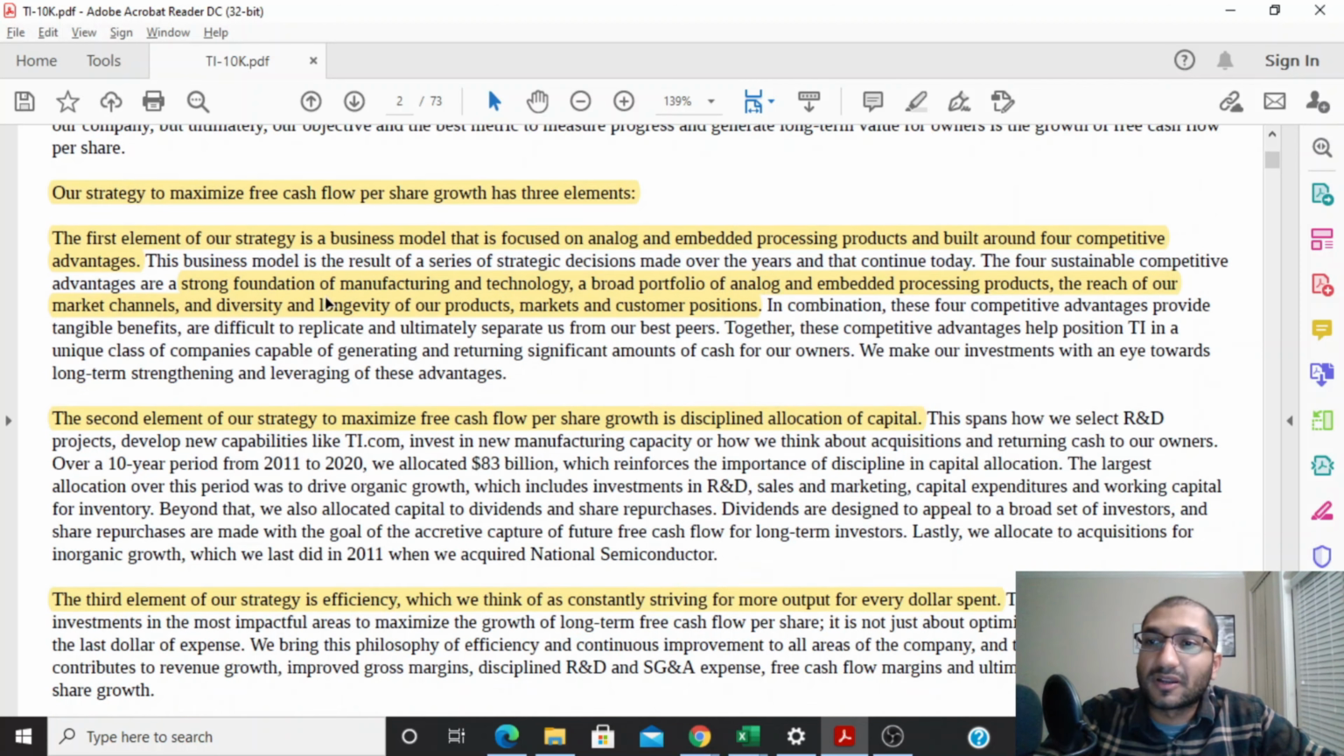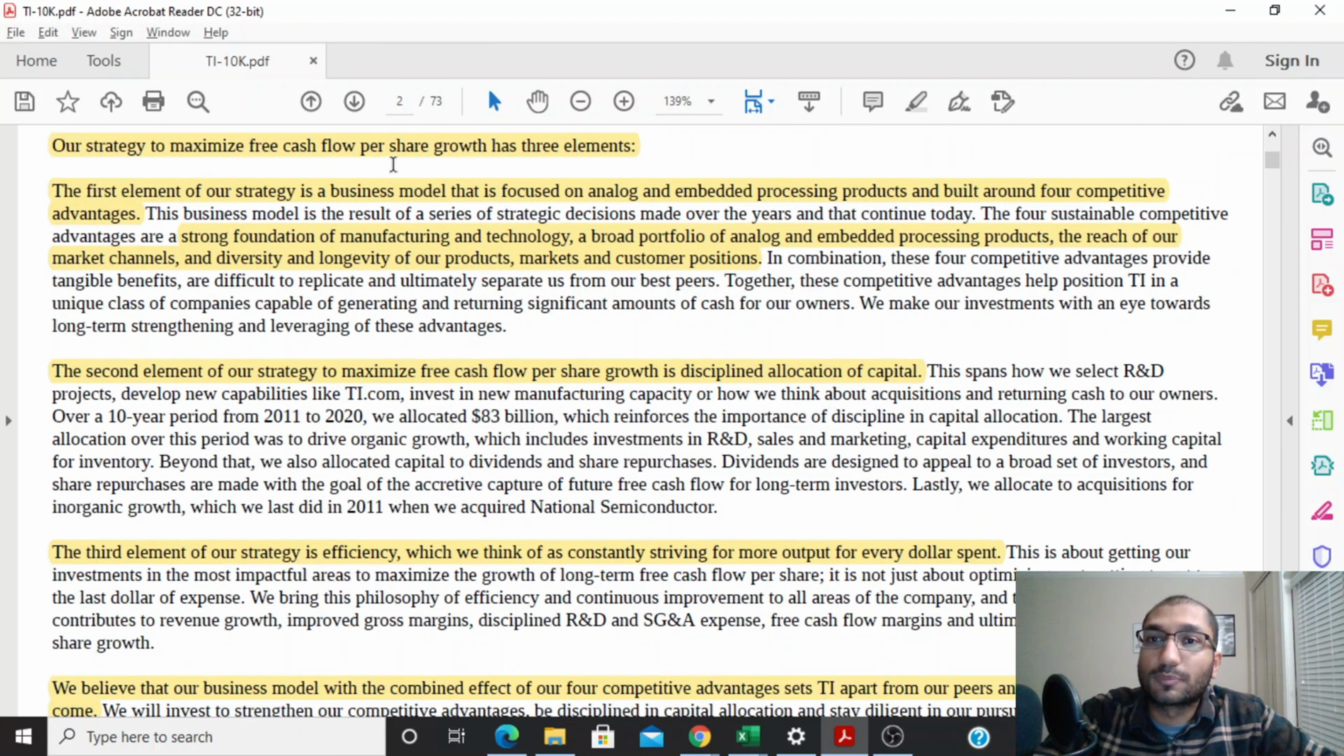Next, the company talks about how its strategy to maximize free cash flow per share growth has three elements. The first element of its strategy is a business model that is focused on analog and embedded processing products and built around four competitive advantages. The four sustainable competitive advantages are a strong foundation of manufacturing and technology, a broad portfolio of analog and embedded processing products, the reach of its marketing channels, and diversity and longevity of its products, markets, and customer positions.